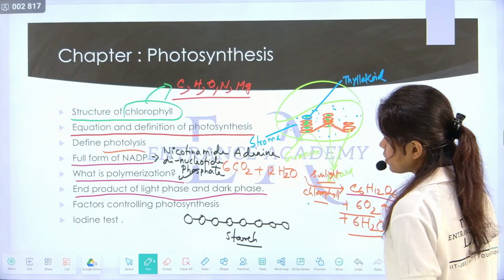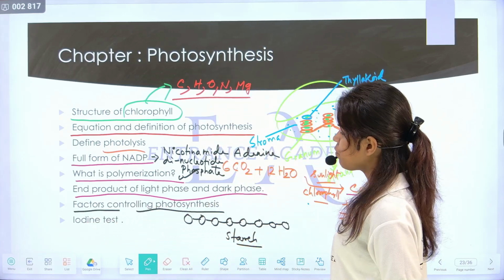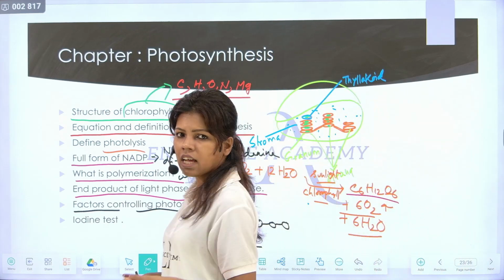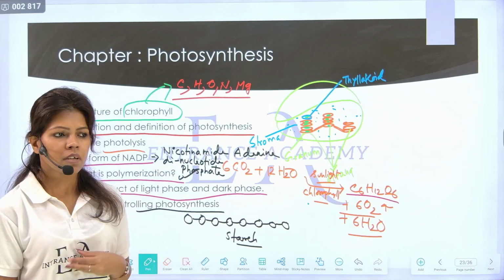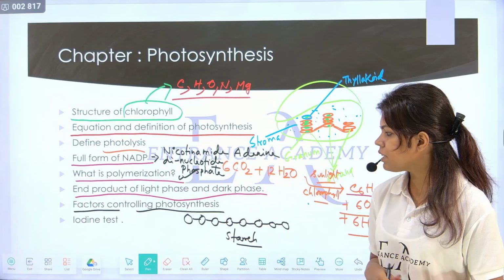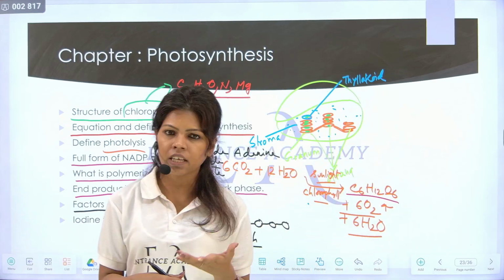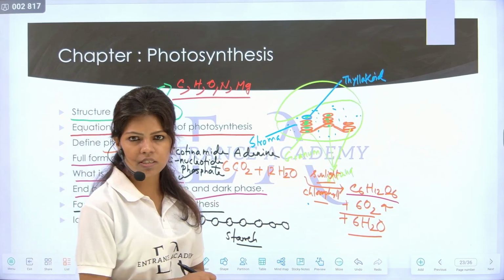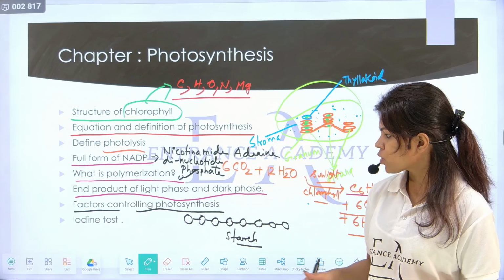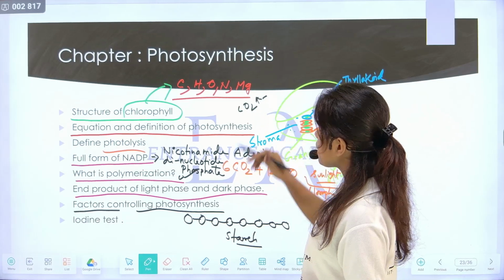Last question from this chapter. Sorry, second last. Factors controlling the rate of photosynthesis. It's like transpiration. There are several factors like sunlight, concentration of carbon dioxide, presence of water molecule, presence of chlorophyll. These all are related to the rate of photosynthesis. For example, if the concentration of carbon dioxide is high, it will favor the rate of photosynthesis because during photosynthesis CO2 is needed as a reactant. So if the CO2 concentration is high, it will increase the rate of photosynthesis.